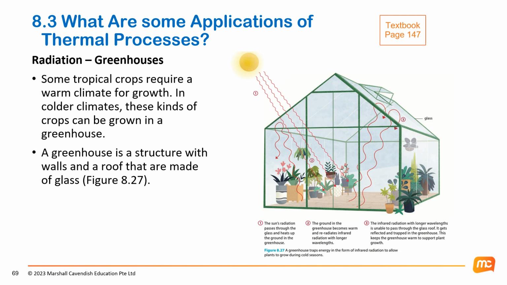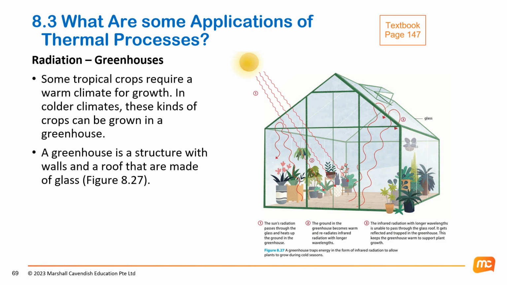Now greenhouses. So the crops require a warm climate for growth, but in a colder country, this may not be possible many months in the year. So which way is heat flowing? It's flowing from the sun to the earth. And what method? It's radiation.